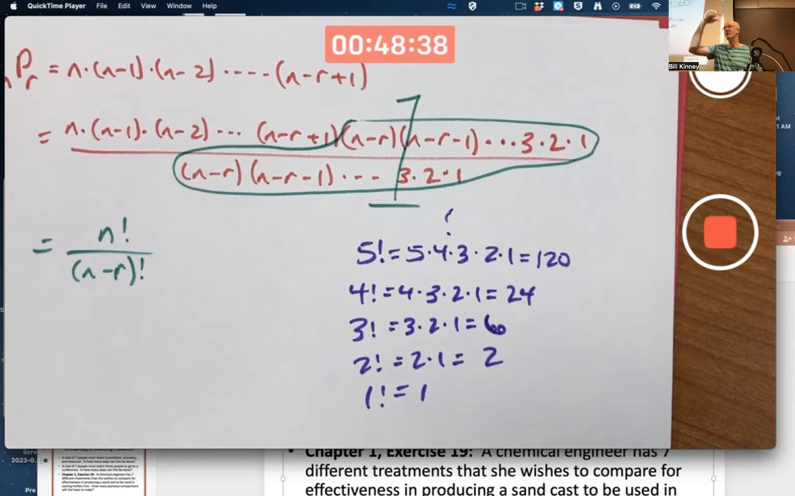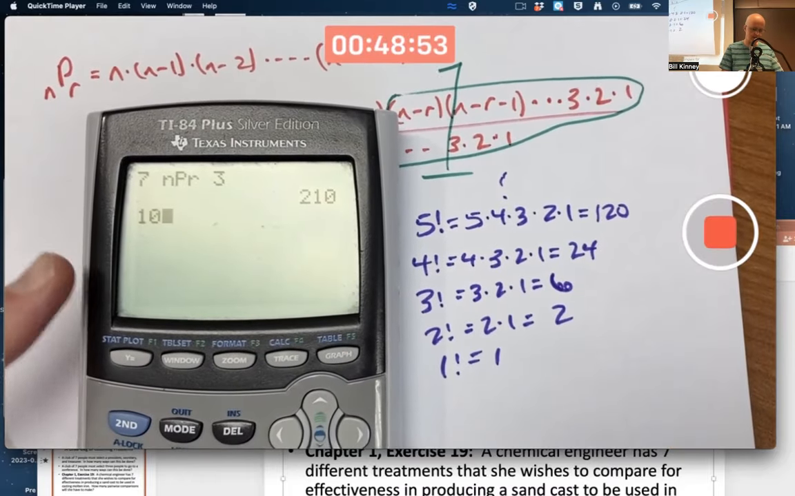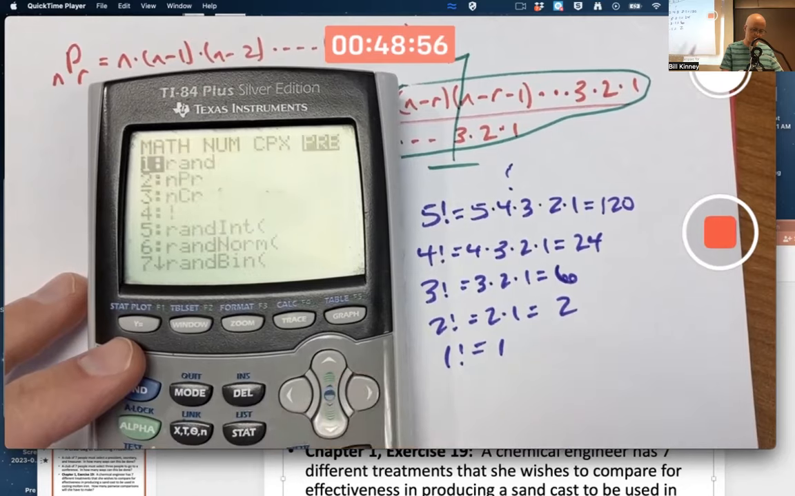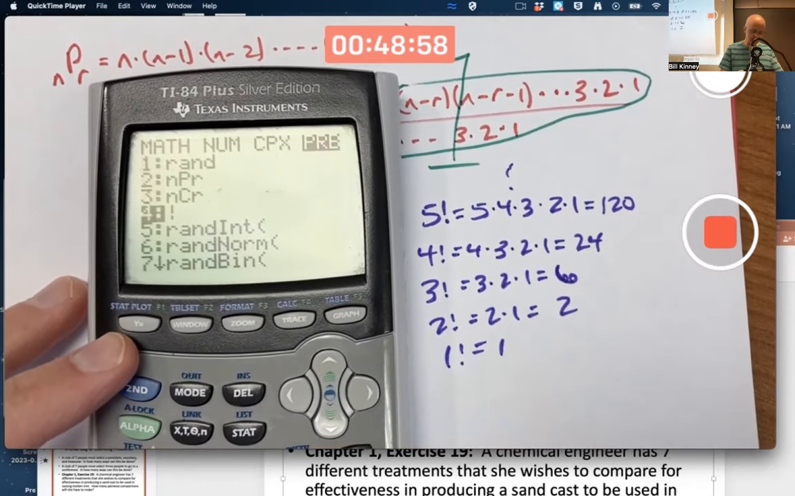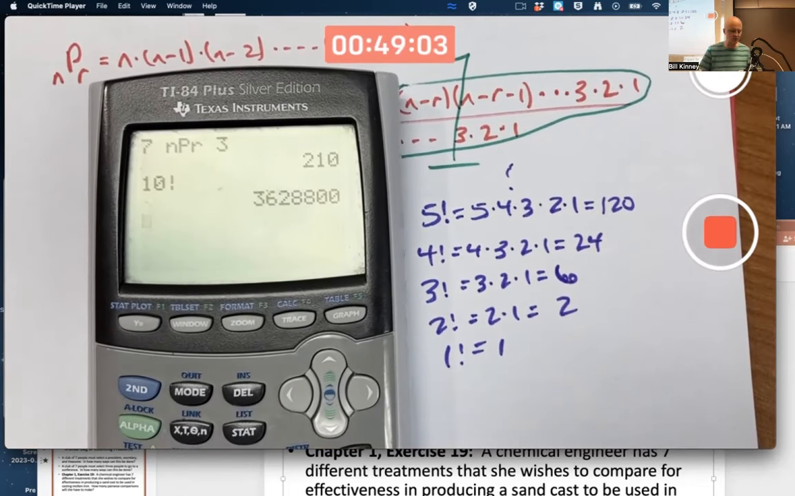8 factorial is 40,000 something. 10 factorial, by the way, is over a million, I think. You can do factorials in math mode too. ERB, there's our exclamation point. 10 factorial, yes, is over a million. 3,628,800. The same as 10 times 9 times 8 times 7 times 6 times 5 times 4 times 3 times 2 times, oh, for good measure, let's go ahead and do times 1. Same answer.